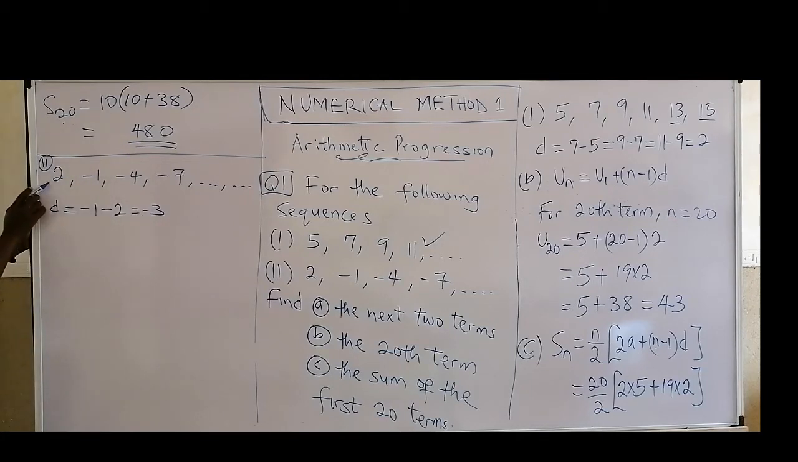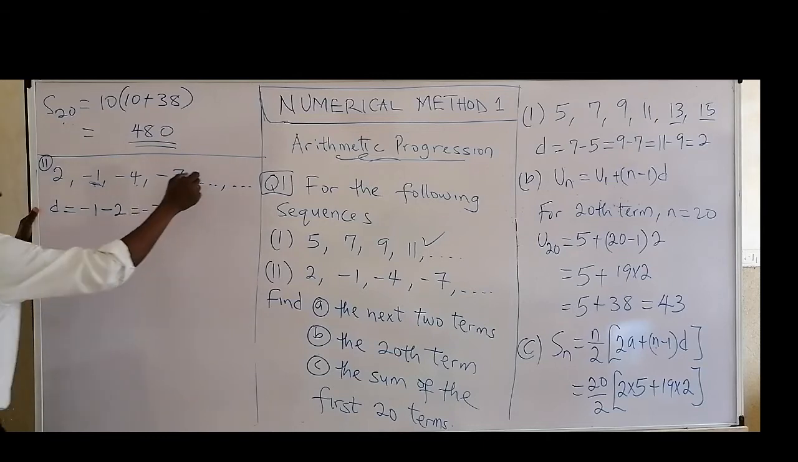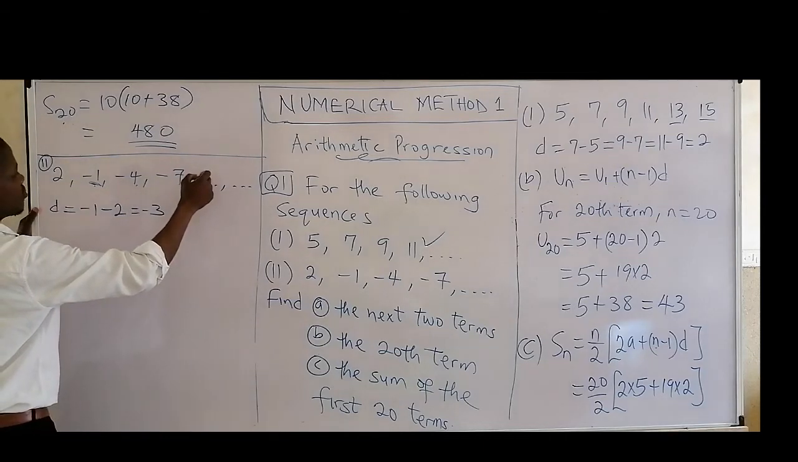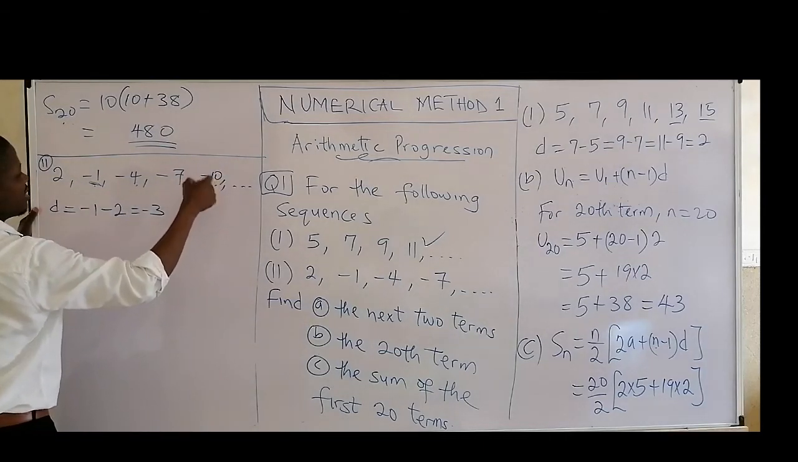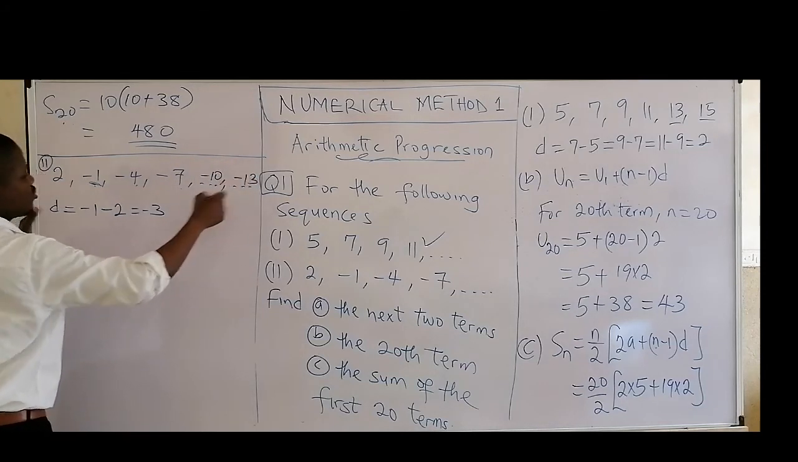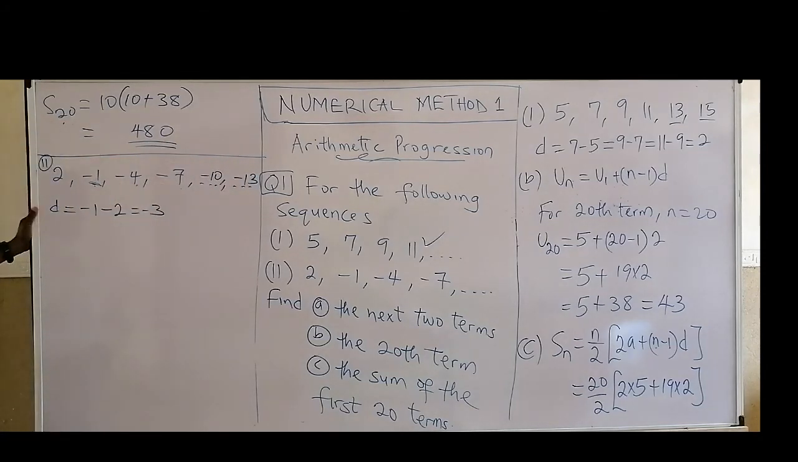And that's confirmed: 2 plus minus 3 will give minus 1. Minus 1 plus minus 3 will give minus 4. Minus 4 plus minus 3 will give minus 7. So that means the next one will be equal to minus 10. And then the next one will be equal to minus 13. We just keep adding the common difference. So that one is done.